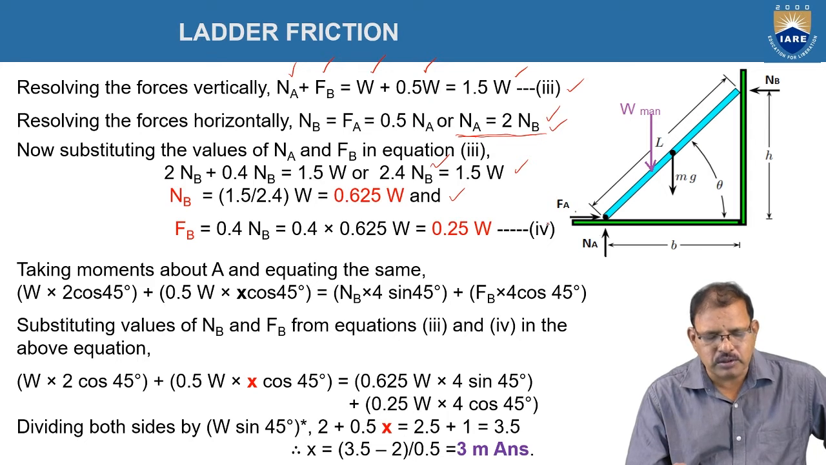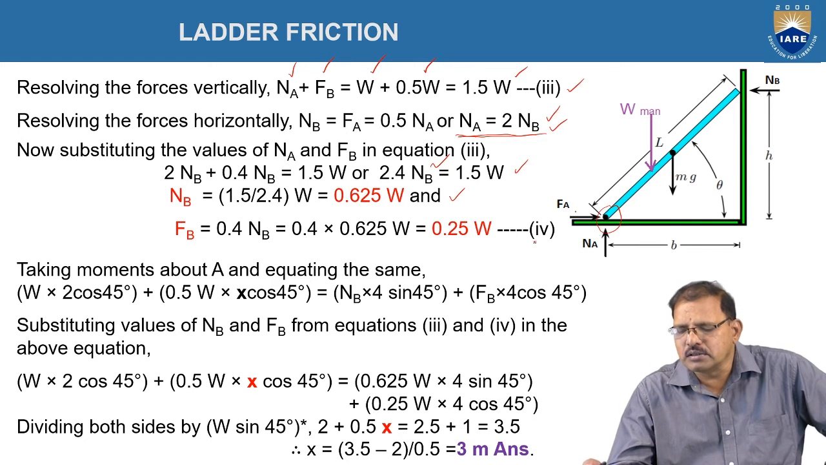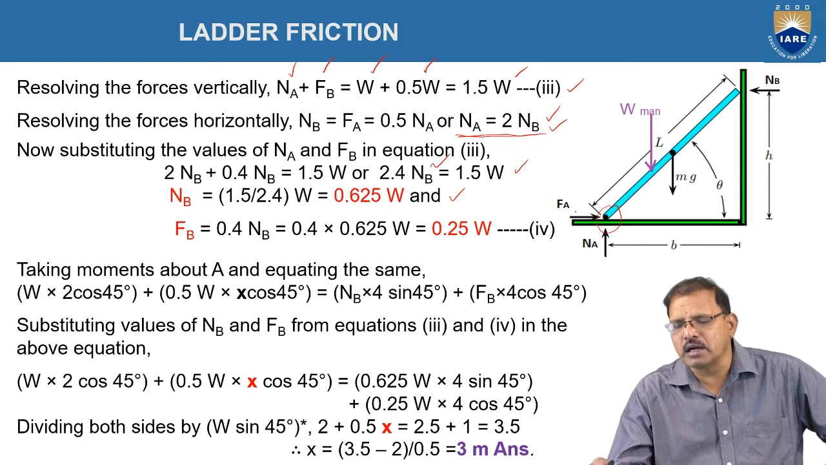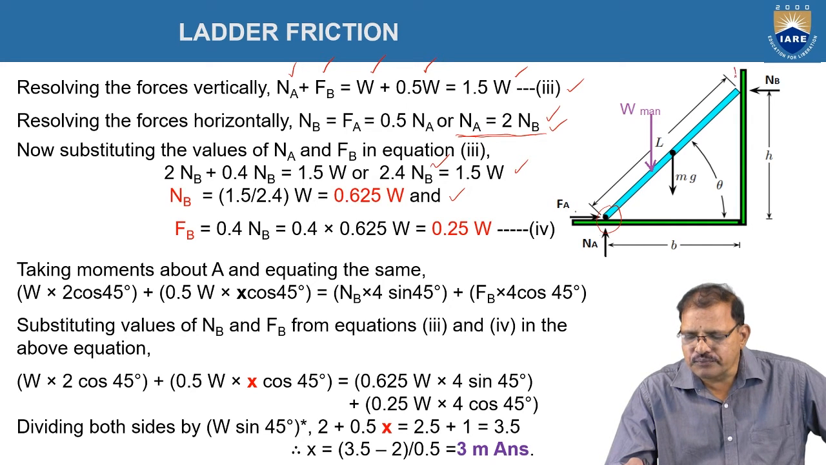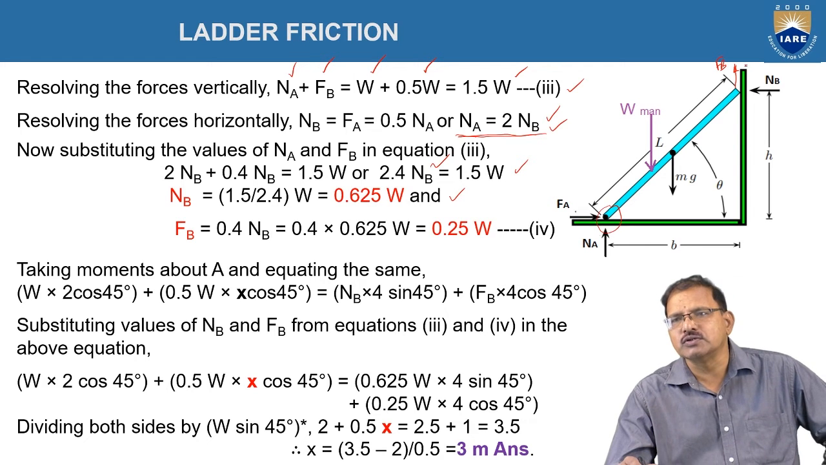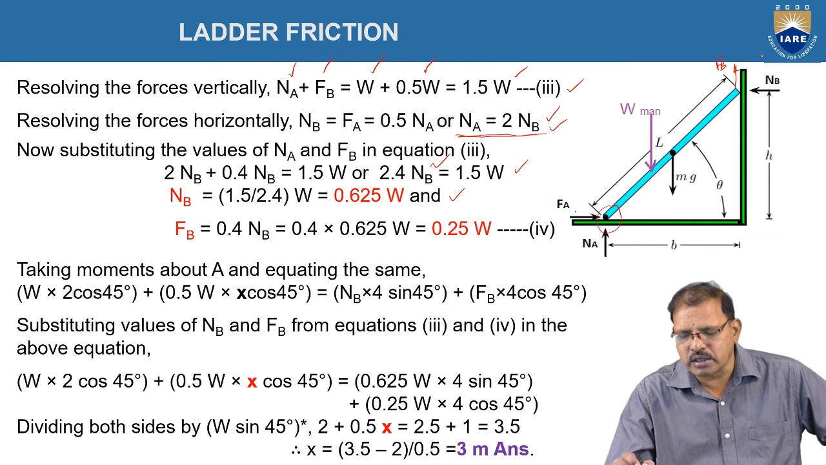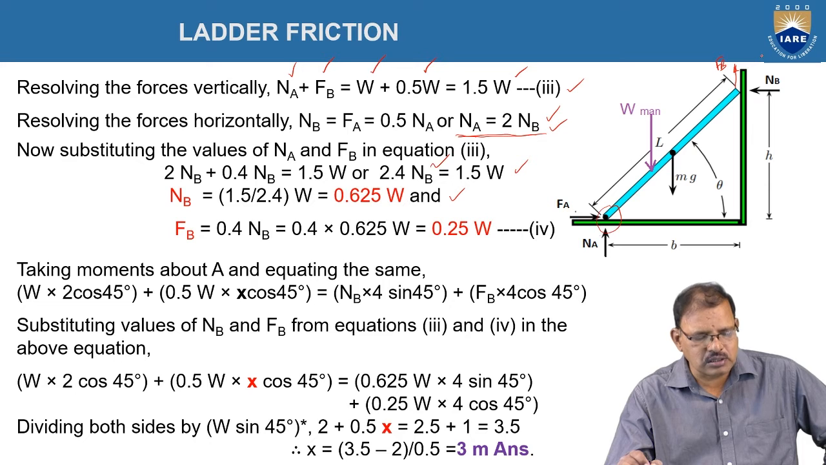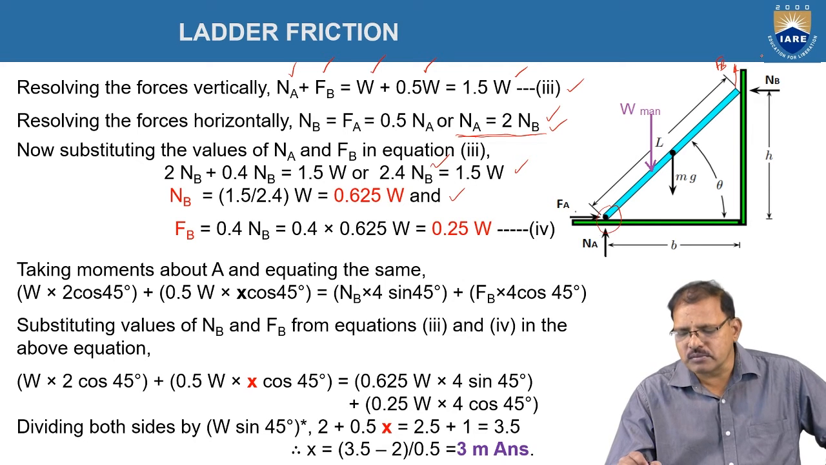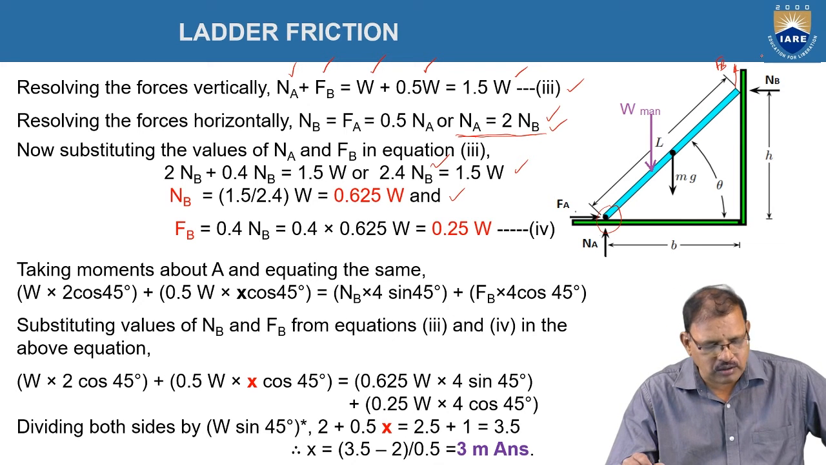Similarly, taking moments about point A and equating the same. What are the forces there? NB tends to rotate the body in the anti-clockwise direction. Similarly, FB is acting in the upward direction, which again tends to rotate the body anti-clockwise, and the weight of the man as well as the weight of the ladder tend to rotate it clockwise. Here we take the sum of the moments in the clockwise direction equal to the sum of the moments in the anti-clockwise direction.